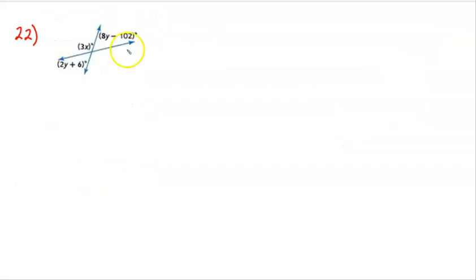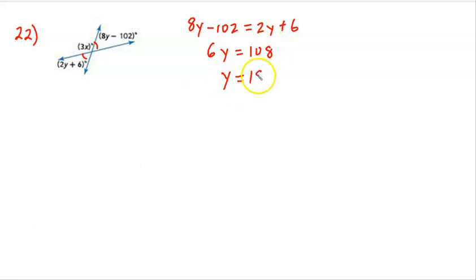Let's jump down to the next block of problems, number 22, and we're solving for X and Y. All right, so I'm going to find Y first because we have vertical angles right here. And vertical angles are always congruent, they equal each other. So let's set these two expressions equal to each other and solve for Y. So if I subtract 2Y from both sides and I add 102 to both sides, I get Y is 18.